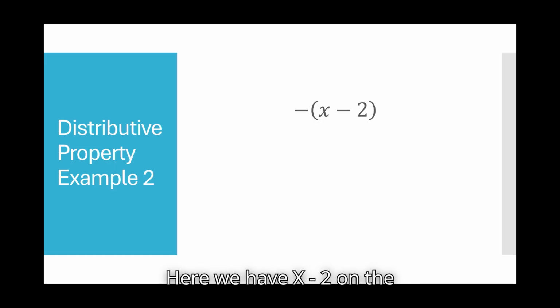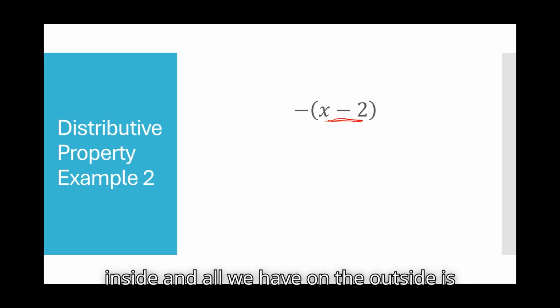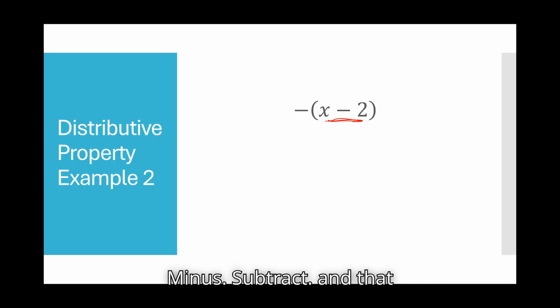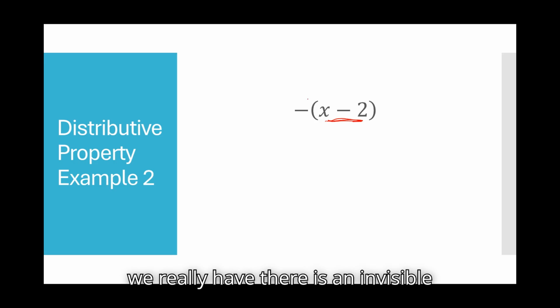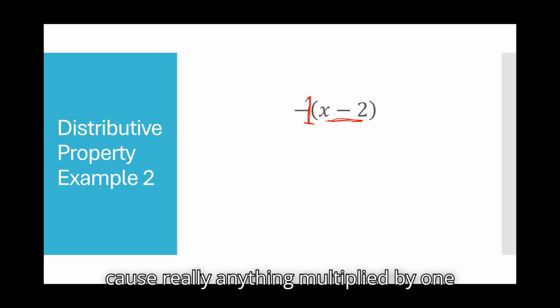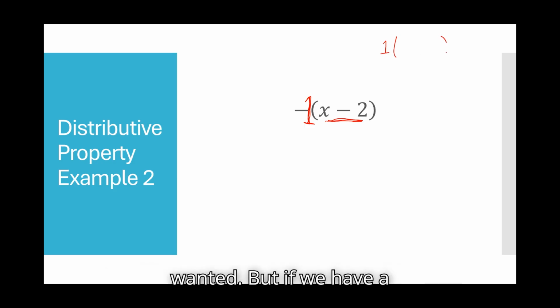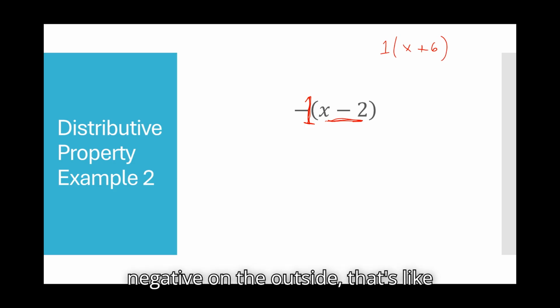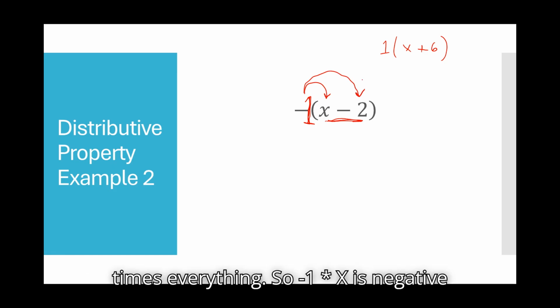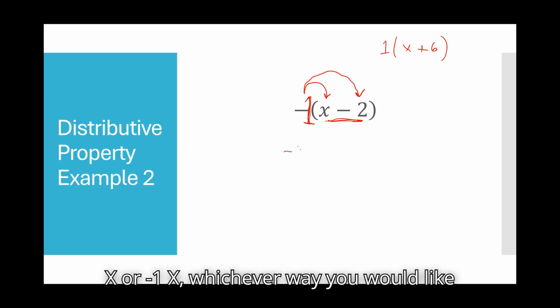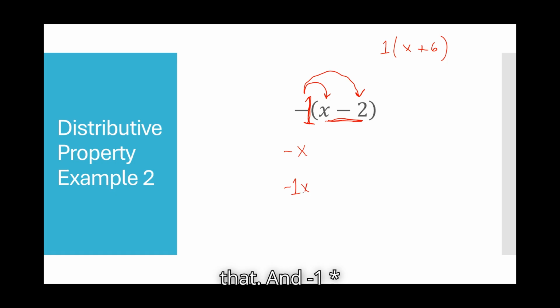Here we have x minus 2 on the inside, and all we have on the outside is minus. Subtract. And that might look a little bit confusing. What we really have there is an invisible little 1. Because really, anything multiplied by 1 isn't going to change it, right? So we could put a 1 in front of anything we wanted. But if we have a negative on the outside, that's like we're multiplying a -1 times everything. So -1 times x is -x, or -1x, whichever way you would like that. And -1 times -2 becomes +2.